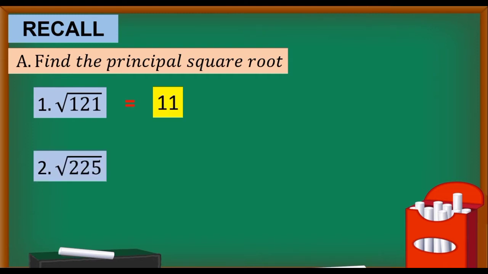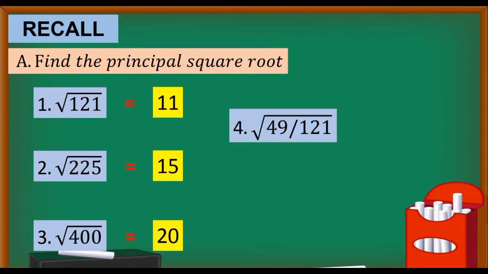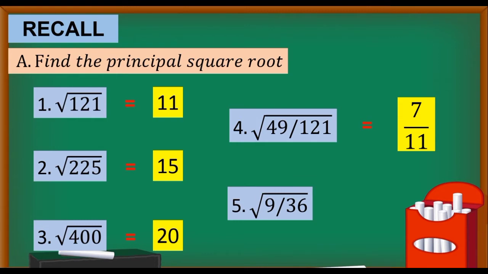How about square root of 225? That is 15. How about square root of 400? That is 20. And how about square root of 49 over 121? That is 7 over 11. And square root of 9 over 36? That is 3 over 6, or that is equal to 1/2. Tandaan natin, pag sinabing principal square root, that is positive.